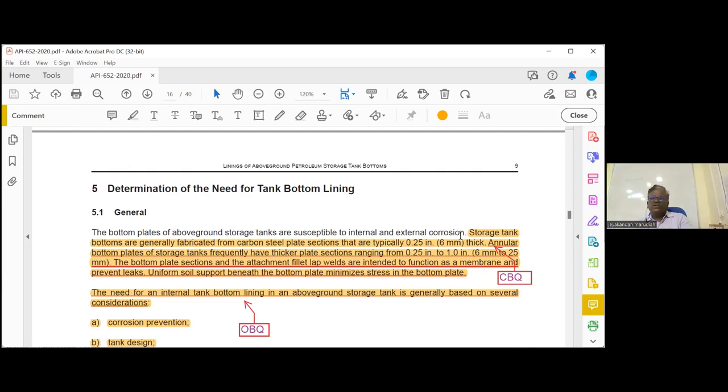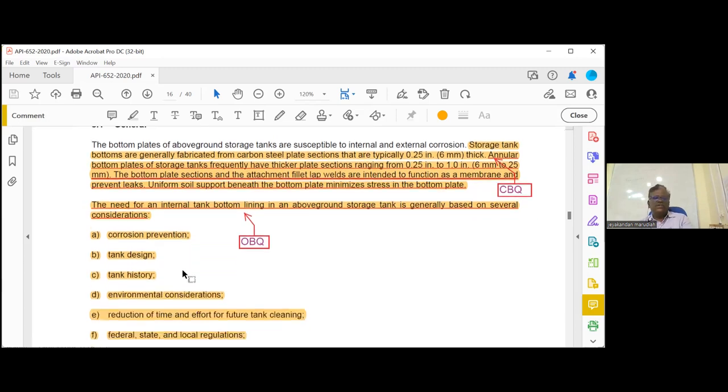Okay, highlight this one. Storage tank bottoms are generally fabricated from carbon steel sections, typically less than 0.25 inch. Next line is important. Annular bottom plates of storage tanks frequently have thicker plate sections, from 0.25 to 1 inch. The bottom plate sections and the attachment fillet lap welds are intended to function as membranes and to prevent leaks.